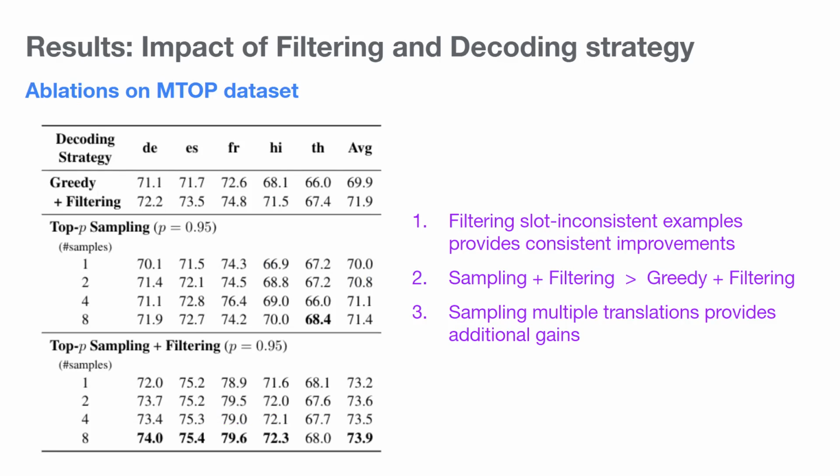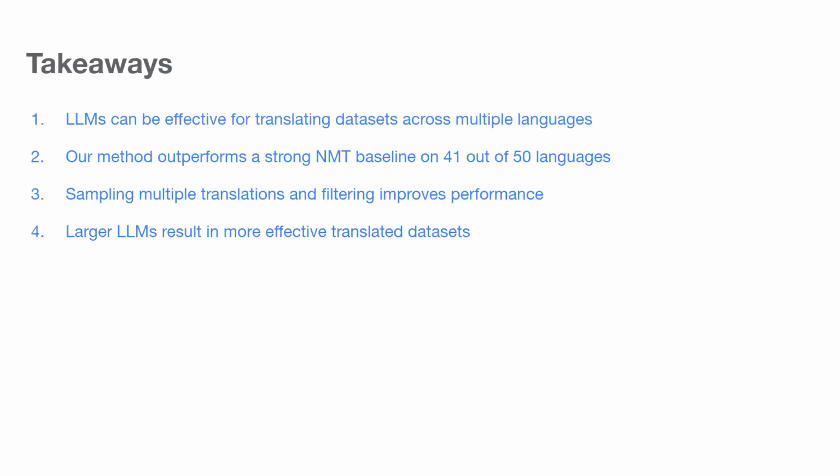To conclude, the key takeaways from this work are that large language models can be more effective than translation services for translating datasets across multiple languages. In our experiments, we observed gains in 41 out of 50 languages over a strong translation service-based baseline. We also noticed that sampling multiple translations, decoding strategies, data filtering, and the size of large language models have a significant impact on the downstream effectiveness of the translated datasets.